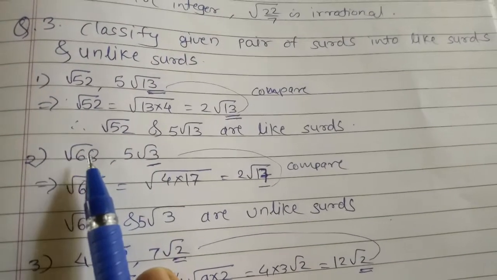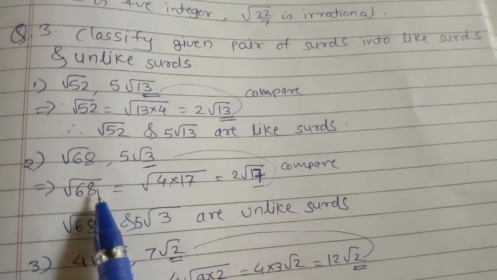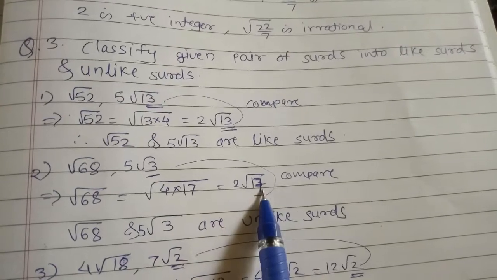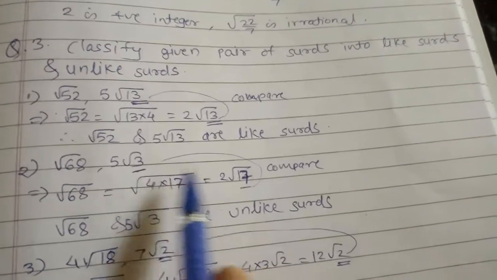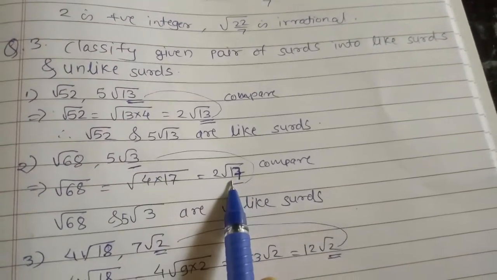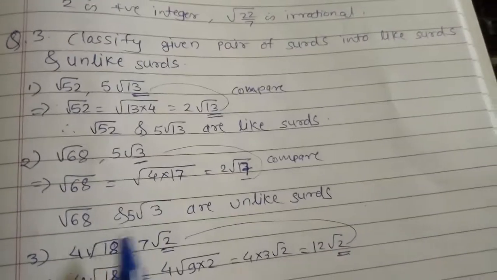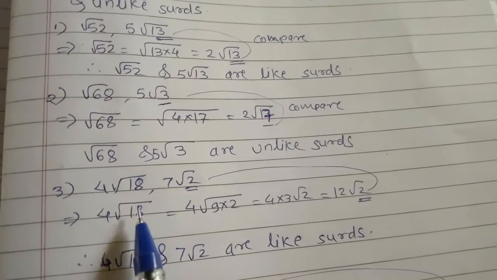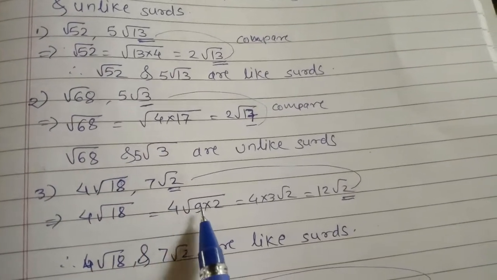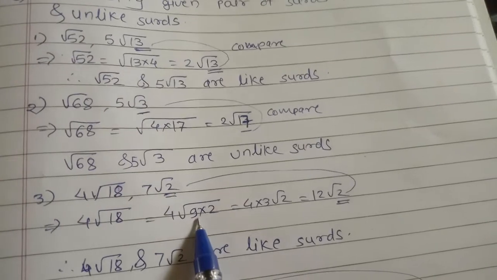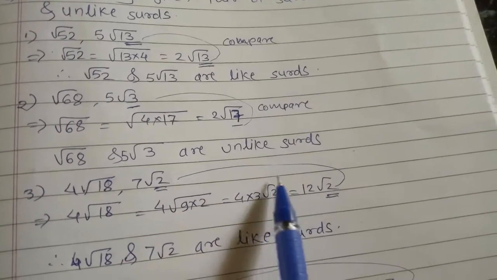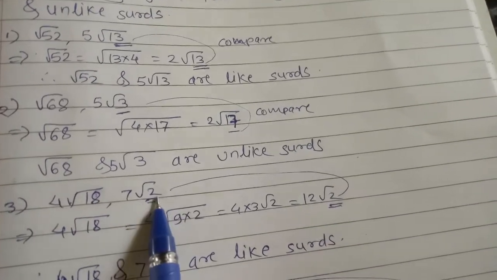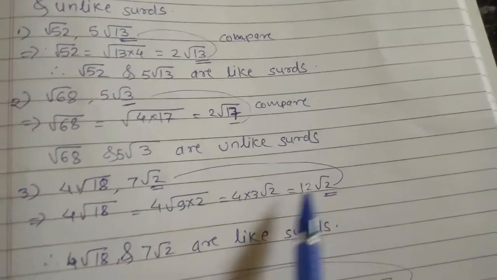Here also we have to do the same. Root 62, we can factorize it as 4 into 17, that is 2 root 17. Now again we compare this with the other number, 3 root 17, so they are different numbers, so they are unlike surds. Next one, 4 root 18. We take the factors of 18, that is 9 into 2. The square root of 9 is 3, so 4 into 3 root 2, 4 threes are 12 root 2. Now compare root 2 with root 2 here also, so both are the same, so they are like surds.